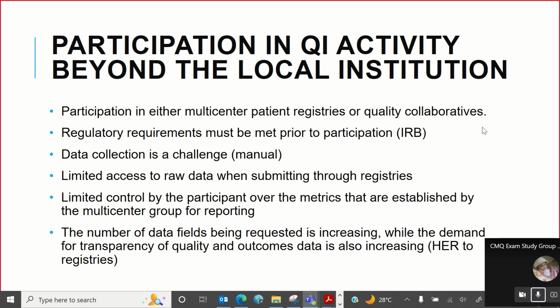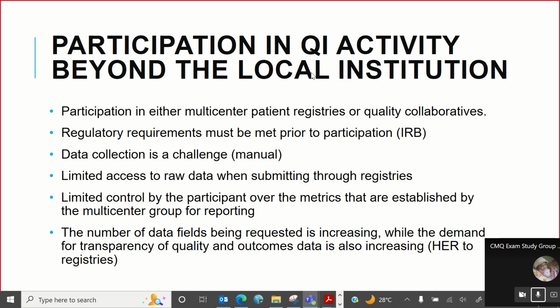Okay. So now we are outside the scope of the organization or the hospital, and we are talking about levels beyond that. This is talking about, for example, participation in multi-center patient registries or research or quality collaboratives. It addresses that regulatory requirements must be met prior to the participation. Why do you think that's required?